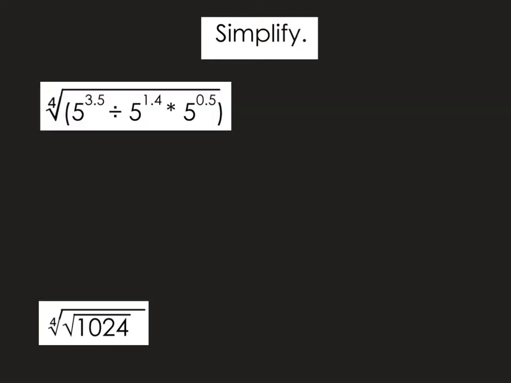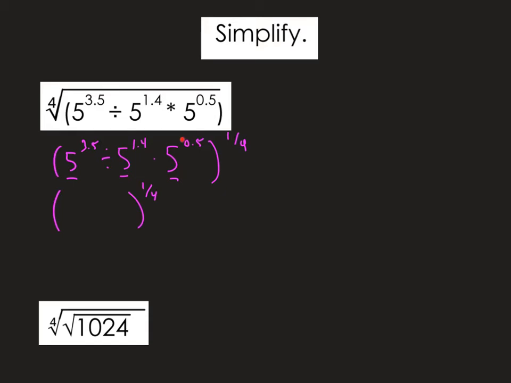All right, this next one's a bit of a doozy, but let's see what we can do here. First, let's open with those parentheses: 5 to the 3.5 divided by 5 to the 1.4 times 5 to the 0.5, all closed, raised to the 1/4 power. Now let's collapse the inside. Since they're all the same bases, this is 5, 5, and 5, so division says that we subtract those. 3.5 minus 1.4 is going to give us 2.1.